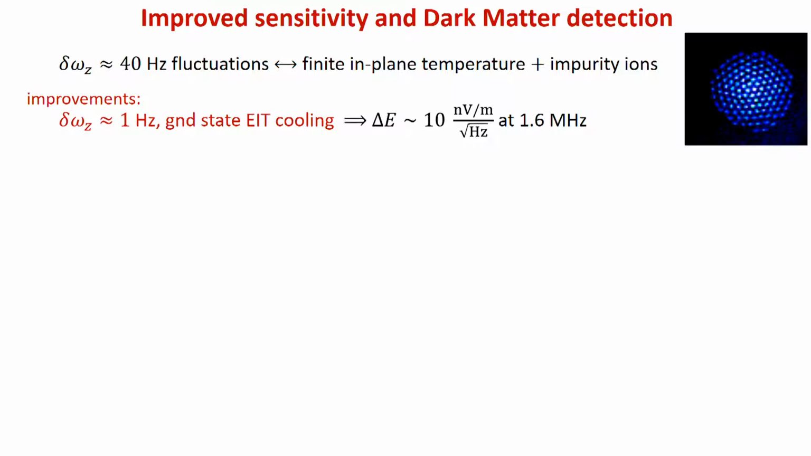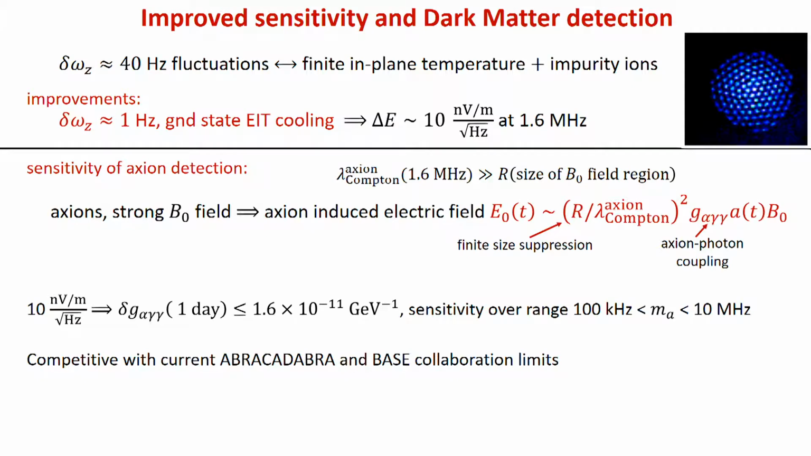Theory shows us that with a frequency stability of 1 hertz and ground state EIT cooling, we could improve our sensitivity to 10 nanovolts per meter per second. And at this point, the possibility of detecting electric fields due to dark matter becomes interesting, using the axion as an example. So there are well-known experiments such as the Haystack experiment and ADMX experiment, which are searching for gigahertz electric fields from axions.